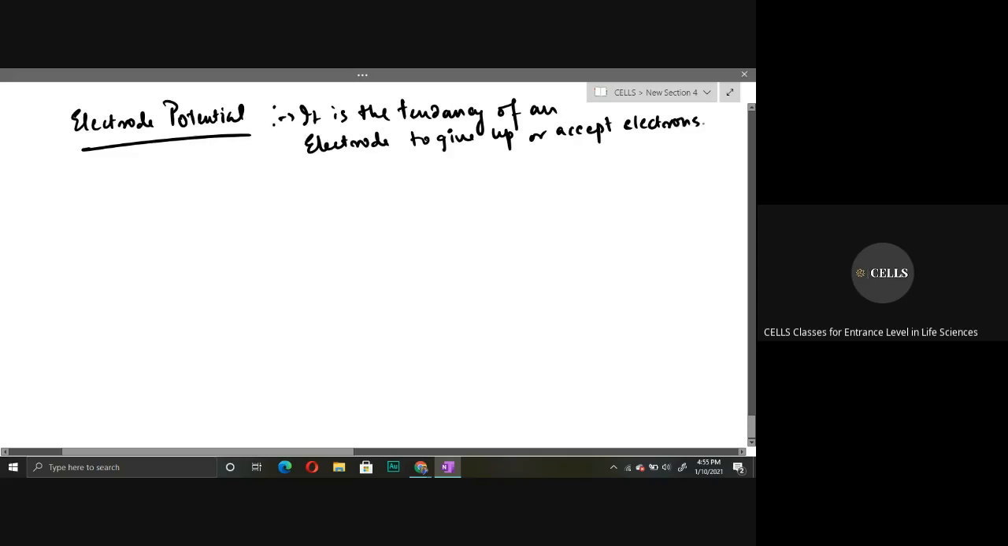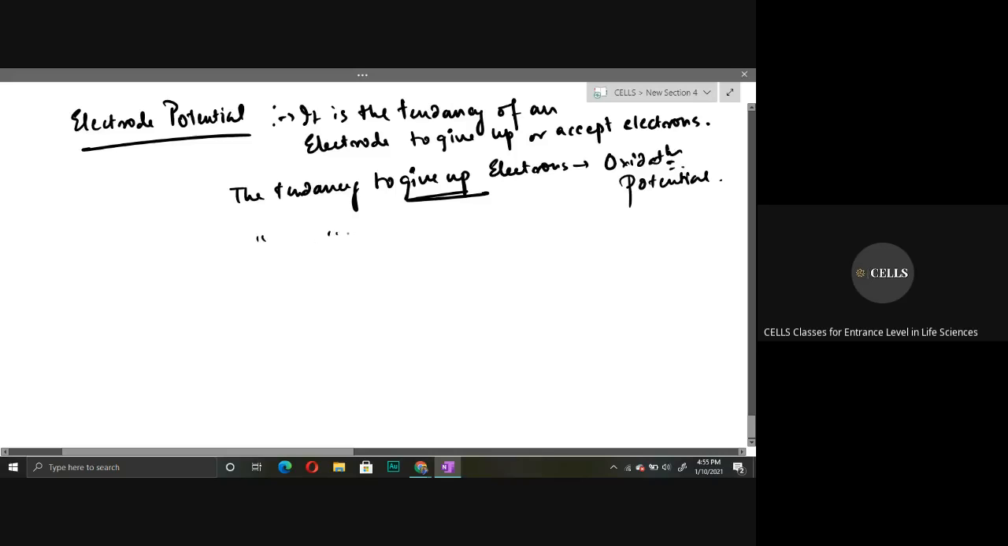Now, the tendency to give up electrons, and giving up electrons means oxidation, so this potential will be the oxidation potential. Whereas the tendency to accept electrons will be the reduction potential. And this reduction potential is very important. Maximum questions you can solve by reduction potential.